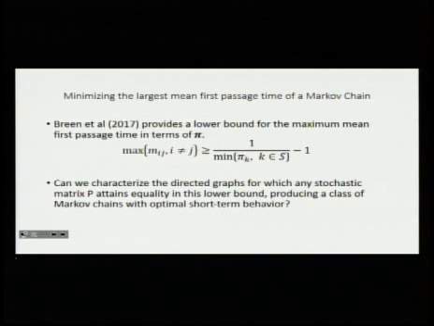All right, so another researcher, Breen, was trying to minimize the largest mean first passage time in a Markov chain, and she came up with this upper bound. The largest mean first passage time we could have is greater than or equal to this quantity here. She also wanted to know, can we characterize the directed graphs that attain this lower bound? In other words, can we characterize the Markov chains that have the smallest or optimal short-term behavior of the chain?